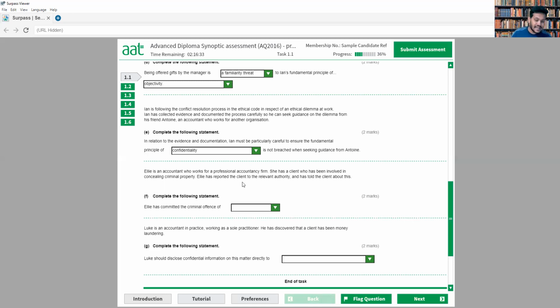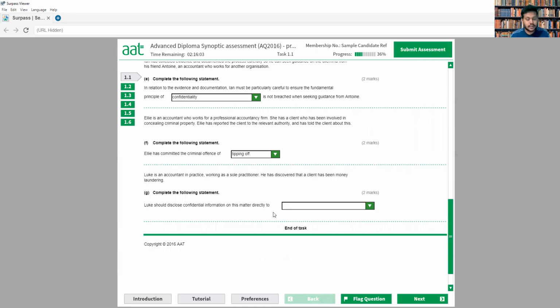So obviously in this case, tipping off is a criminal offense, so you're not allowed to tip off, because that will warn the client and the client will do something so that you're not going to find the actual result that you're looking for. So Ellie has committed the criminal offense of tipping off. Tipping off means you are giving the client an indication that you already informed the authority.